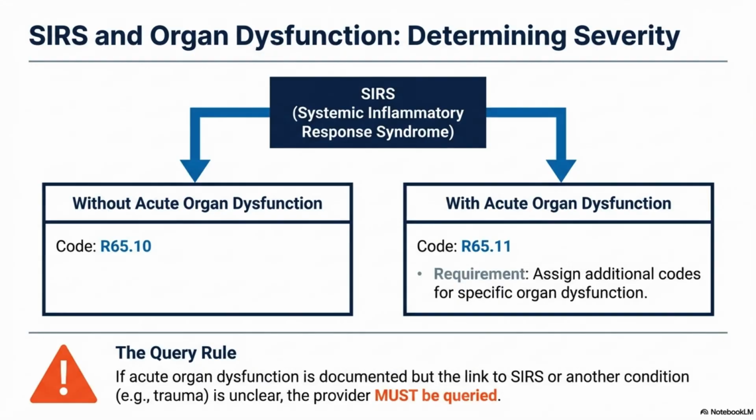Next, let's talk about severity. If SIRS is present without acute organ dysfunction, we assign R65.10. If SIRS is present with acute organ dysfunction, we assign R65.11, and then we add codes for the specific organ dysfunctions. And here's an important nuance. If the documentation isn't clear about whether the organ dysfunction is linked to SIRS, we must query the provider. We never assume the relationship.